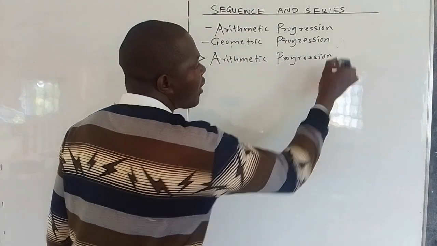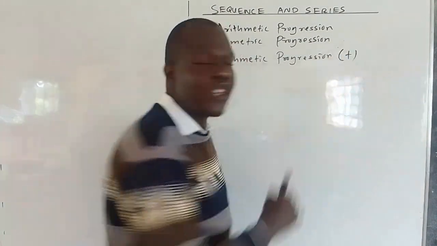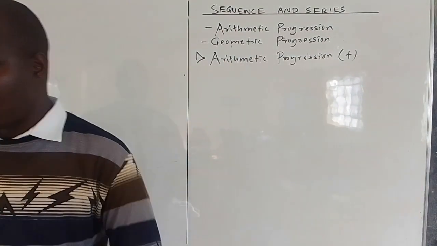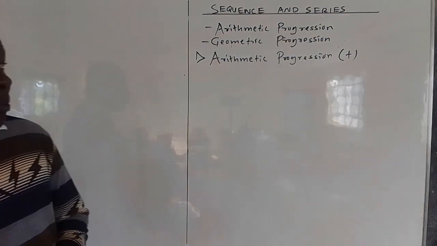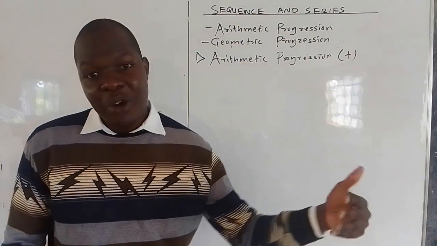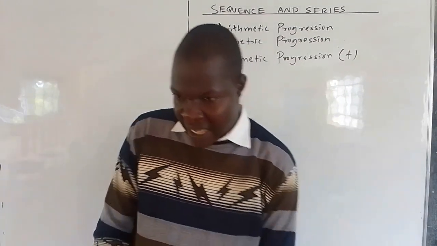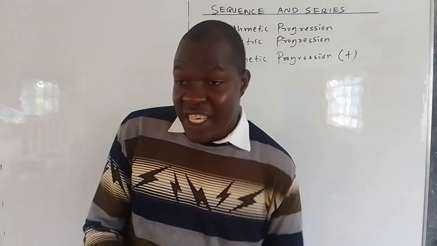progression. Now this kind of series uses the addition sign. Addition only. Are you together? Now the first thing you need to know is that a sequence is just a set of numbers, or a list of numbers following a particular order, isn't it? A sequence is just a list of numbers following a particular order.